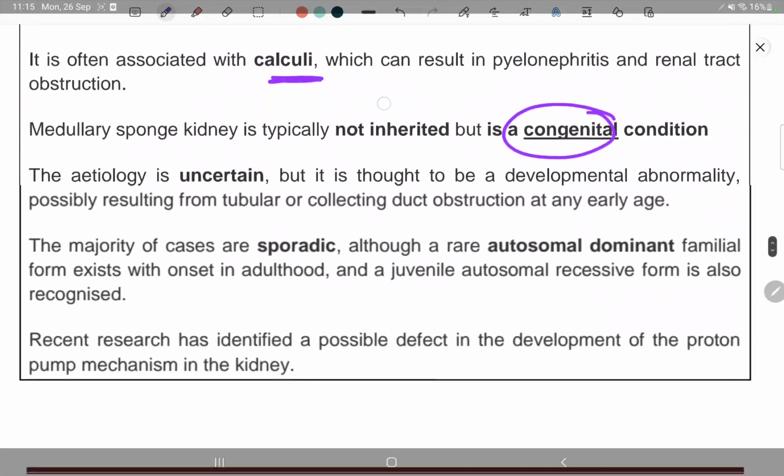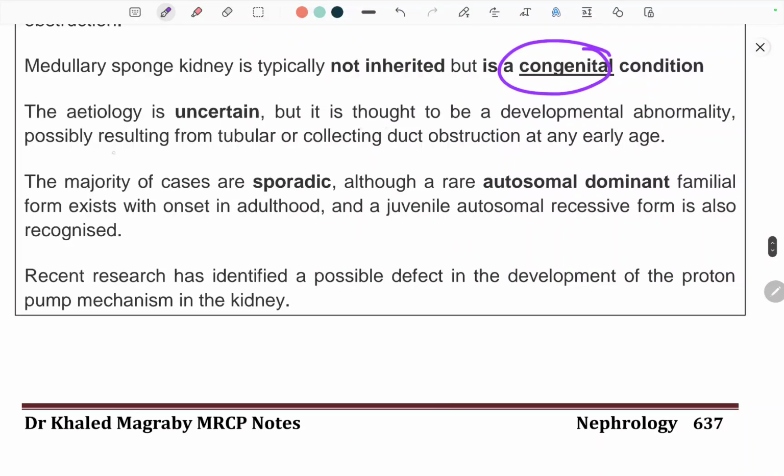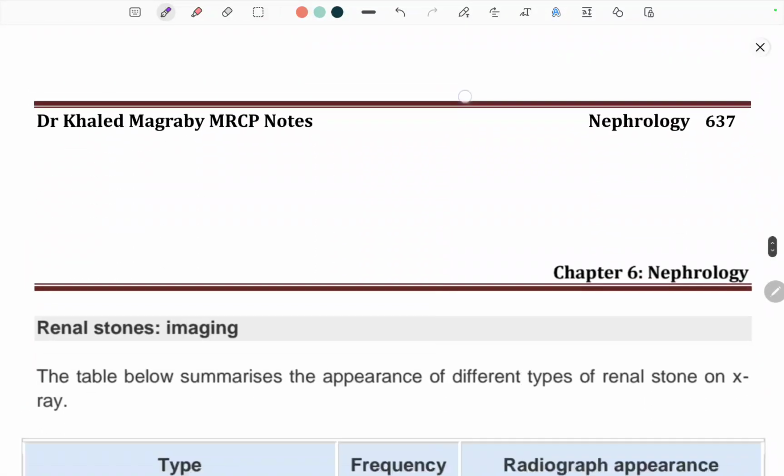The etiology is uncertain but is thought to be a developmental abnormality, possibly resulting in tubular collecting tract obstruction at an early age. The majority of cases are sporadic, although a rare autosomal dominant familial form exists with onset in adulthood, and a juvenile autosomal recessive form is also recognized. Recent research has identified a possible defect in the development of a proton pump mechanism in the kidneys.